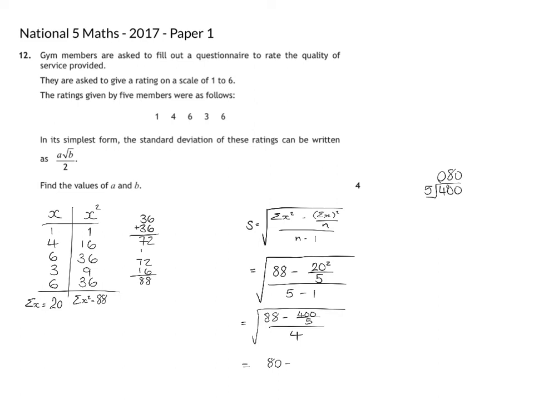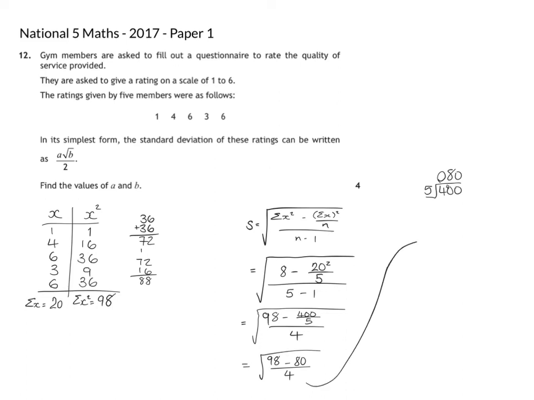88 even. No, 98. Apologies, I've miswritten that, haven't I? I said I needed to add on my 10, and I need to make sure that I do add on my 10. So my sum of x squared wasn't 88, it was 98. So in here, again, we've got 98, and that's 98, and that'll be 98. So I've got 98, take away 80, over 4, square root.